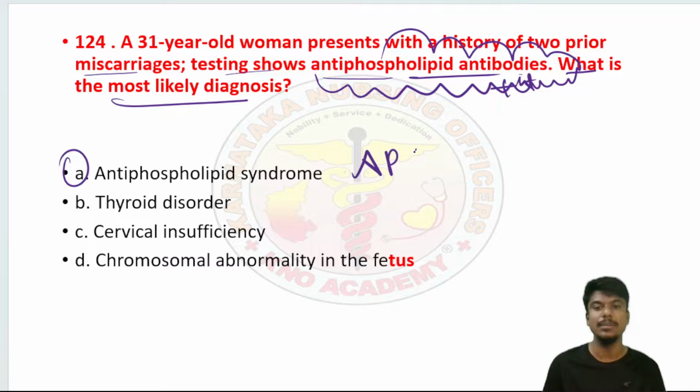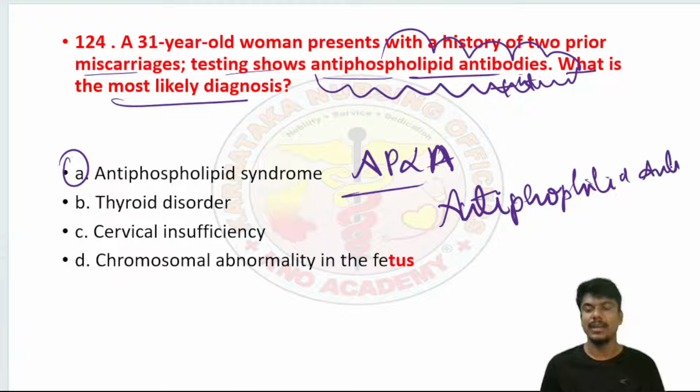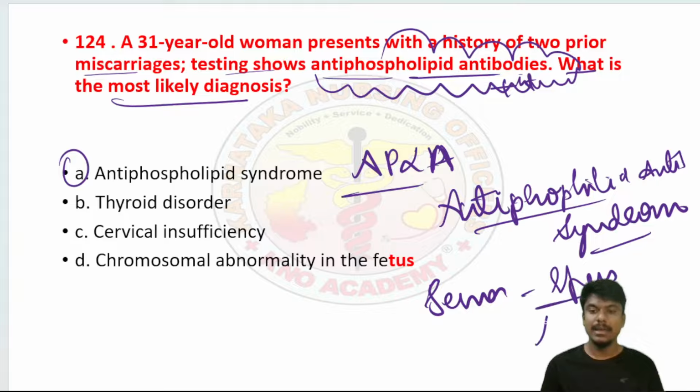What do you mean by APLA syndrome? Antiphospholipid antibody syndrome. In this case, what will be there? There will be antibodies, like against the sperm and semen. They will destroy the sperm and the semen on the vaginal wall, and they will prevent conception.